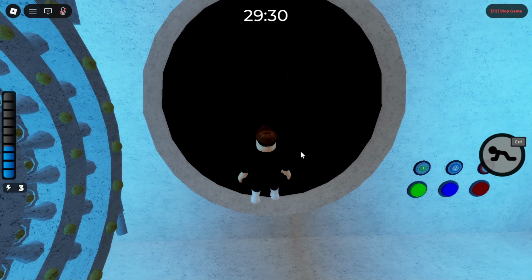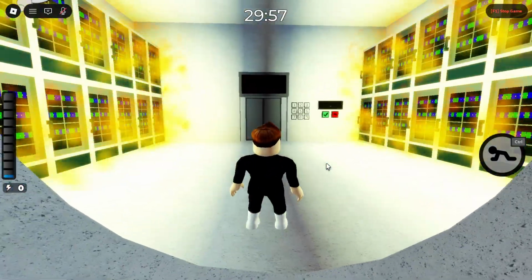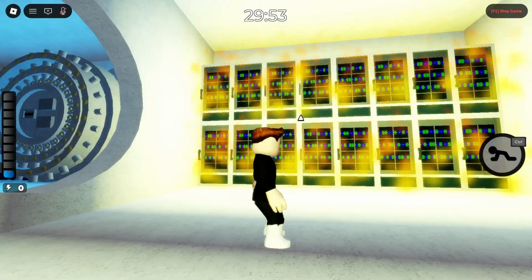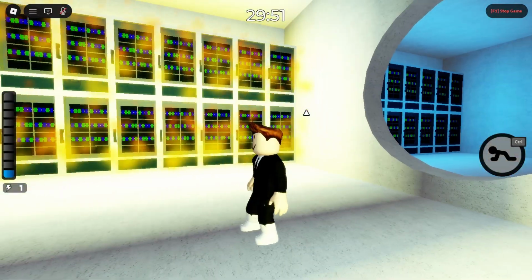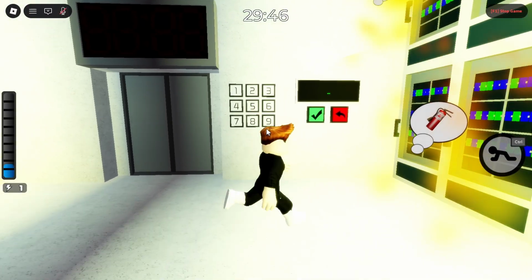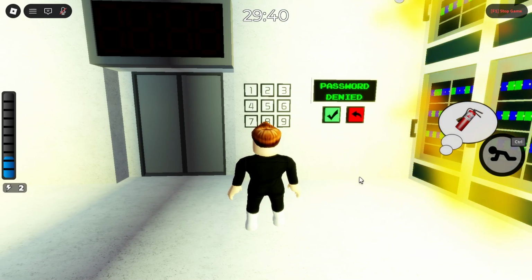Wait. What's that sound? What is that? Oh my gosh! What is going on? Why is there so much fire? Oh no. Oh, what is this? Is this like some sort of code? Oh my gosh. Well, I don't know. Maybe for good luck, we should put in this?